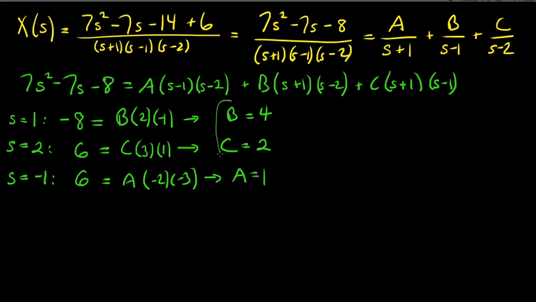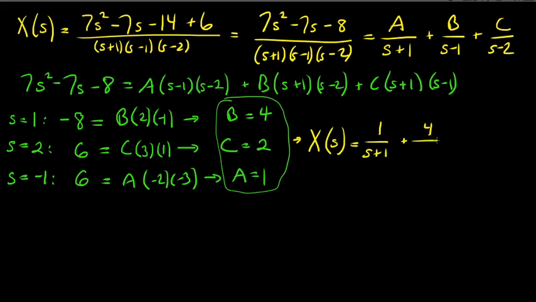Again, don't expect the numbers to work out this beautifully. These could be fractions, right? Don't worry if you get 2/3 or 4 over 7. That can happen as well. Okay, so now we can write our capital S, our inverse Laplace transform, as 1 over s plus 1 plus 4 over s minus 1 plus 2 over s minus 2.